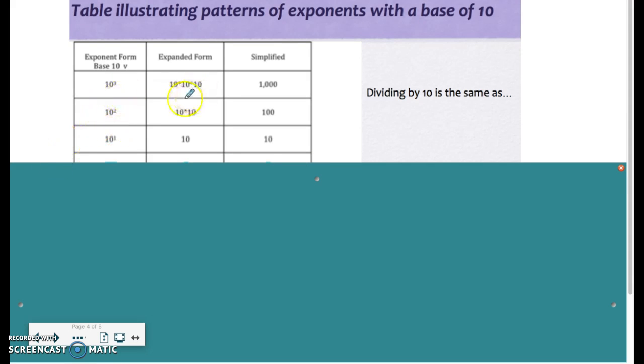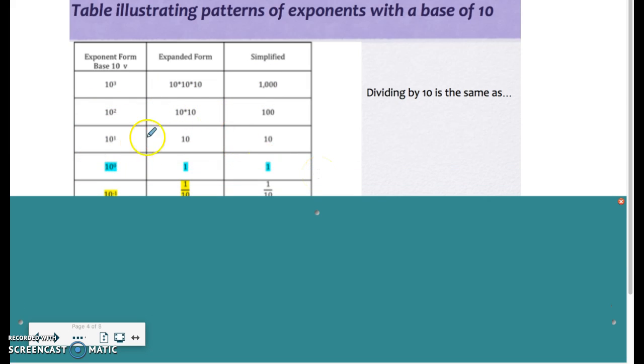So 10 cubed, 10 times 10 times 10, is 1,000. 10 squared, 10 times 10, is 100. 10 to the first is 10. 10 to the 0, here we go again, it's 1. Following that same pattern as we did on the simplified version with a base of 2.